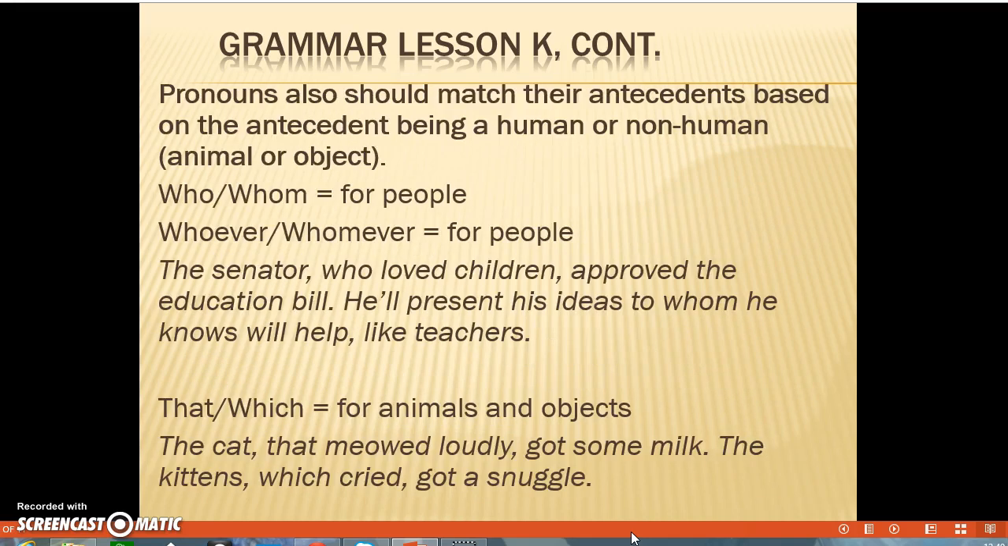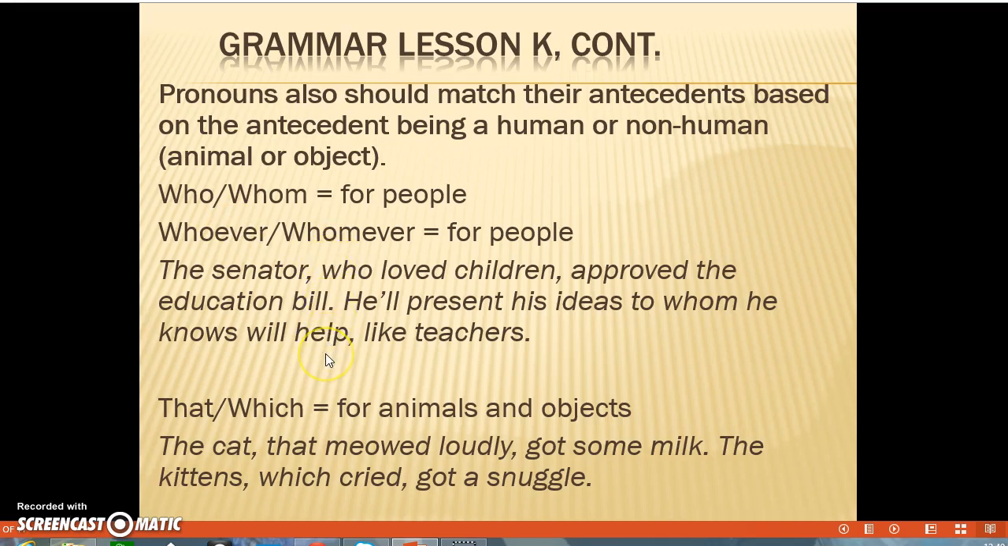All right. There are also a lot of questions about who and whom, whoever versus whomever, and that and which. And when do you use them? So pronouns also should match their antecedents based on the antecedent being a human or a non-human. So who and whom is for people. Who and whomever are also for people. So who, remember from last lesson, who you use as a subject, whom you use for a direct object. And that's the same with whoever versus whomever.